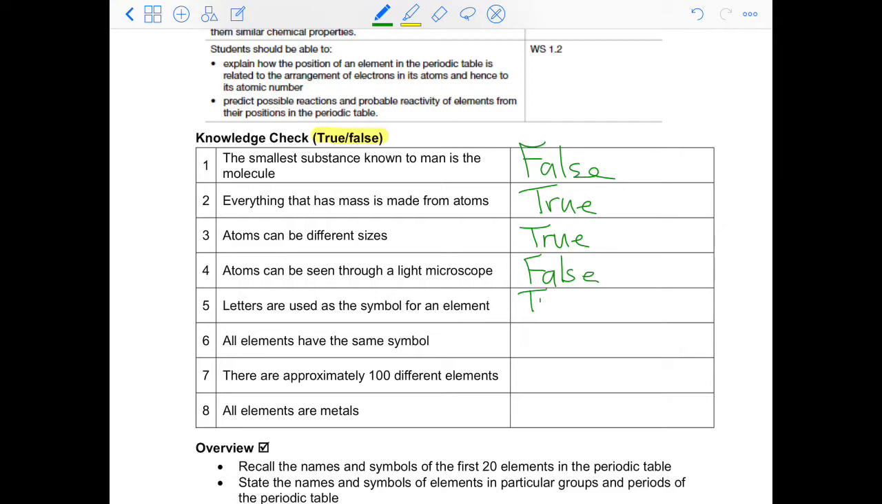Letters are used as a symbol for an element. This is true. And all elements have the same symbol is false. We wouldn't be able to tell the difference between magnesium and manganese if they had the same symbol. There are approximately 100 different elements is true. And all elements are not metals. So this is false, the statement here.